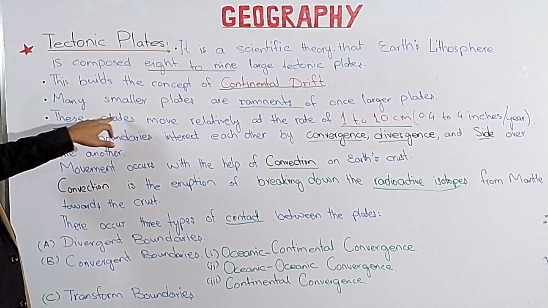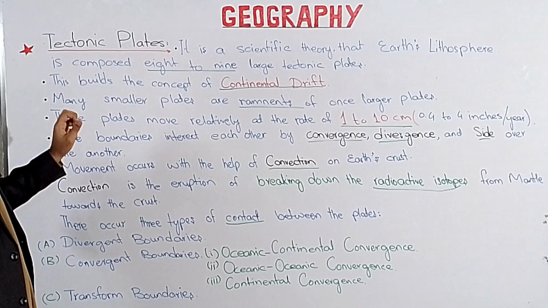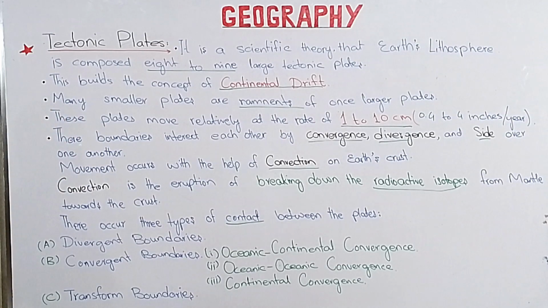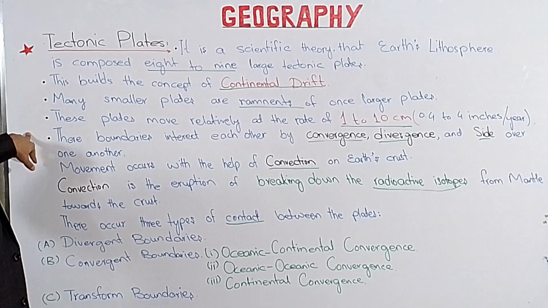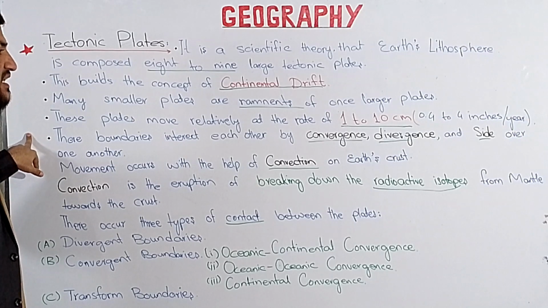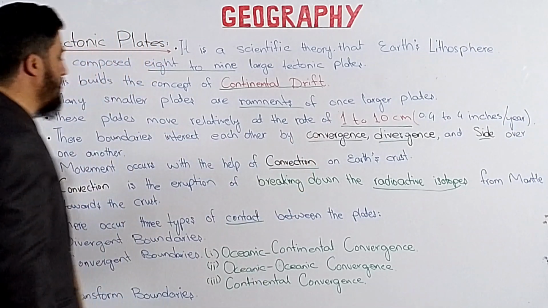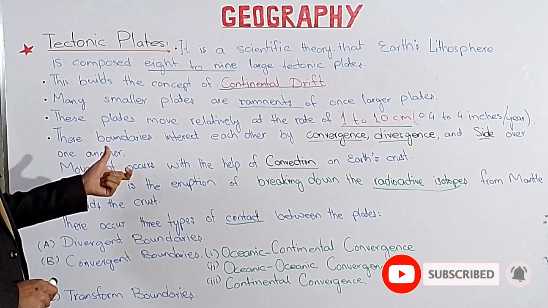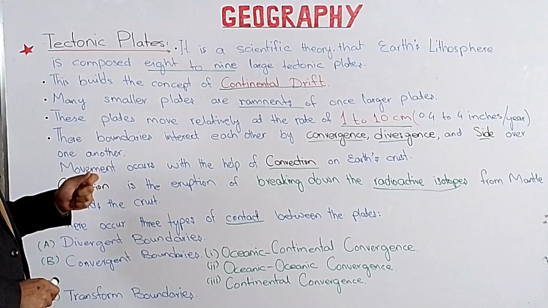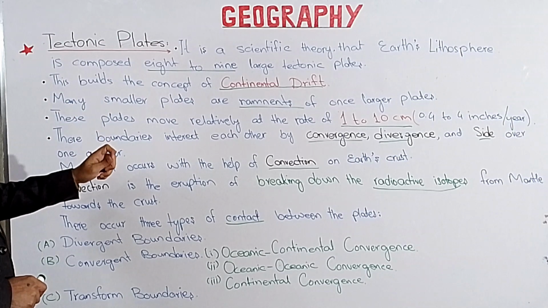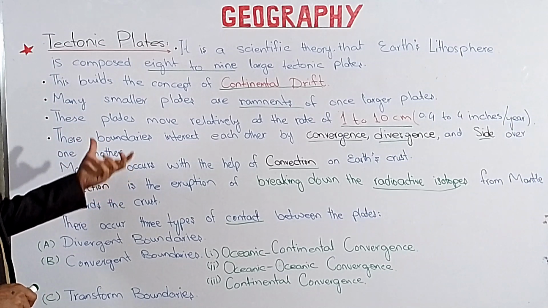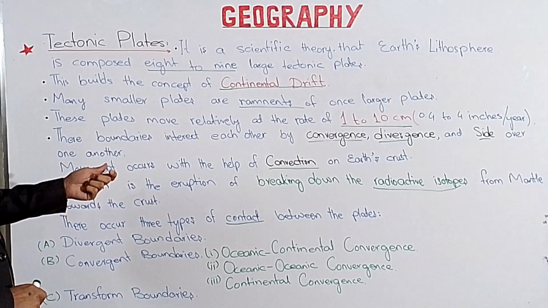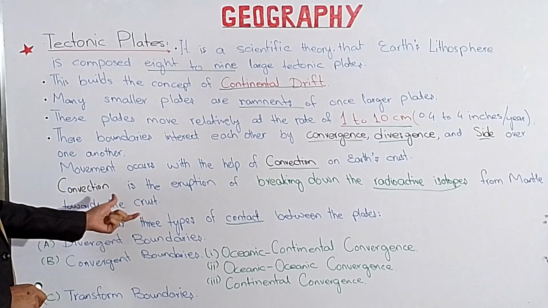These plates move relative to one another at the rate of 1 to 10 centimeters, or 0.4 to 4 inches, per year. The boundaries interact with each other through 3 types of movements: convergence, divergence, and slide movement. These movements occur because of the convection of Earth's crust, and this convection is caused by the breakdown of radioactive isotopes in the asthenosphere of the mantle, which move towards the crust of the Earth.